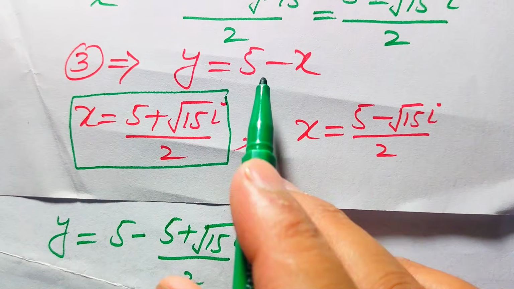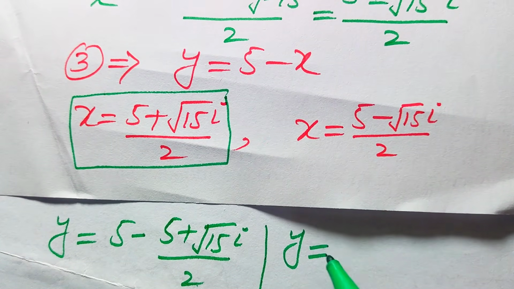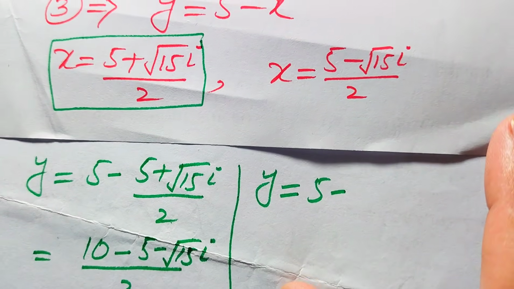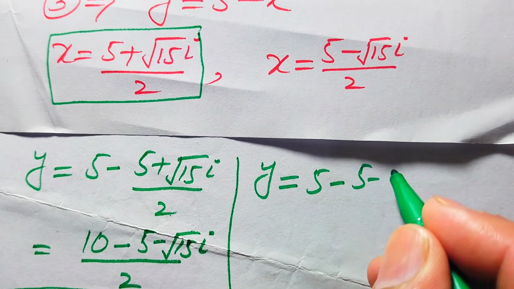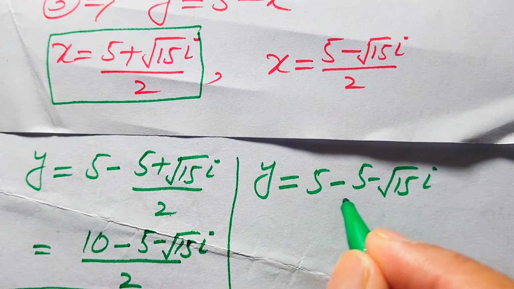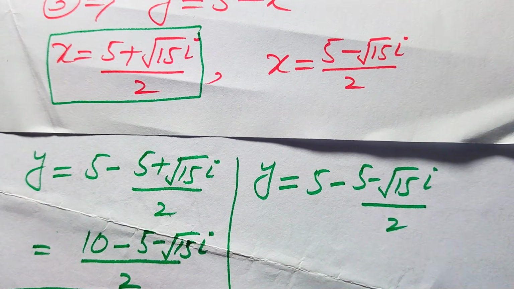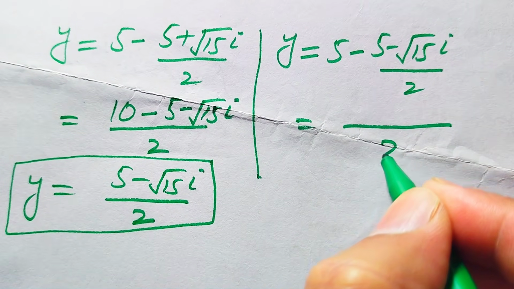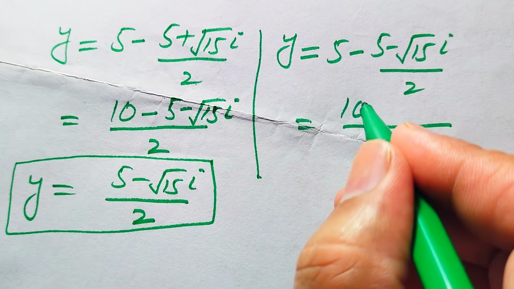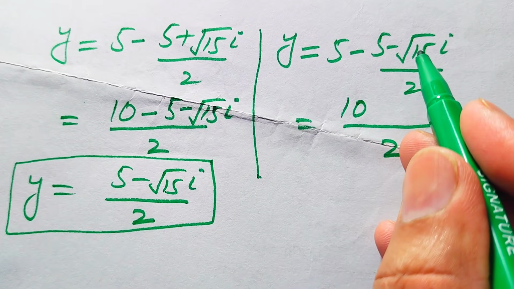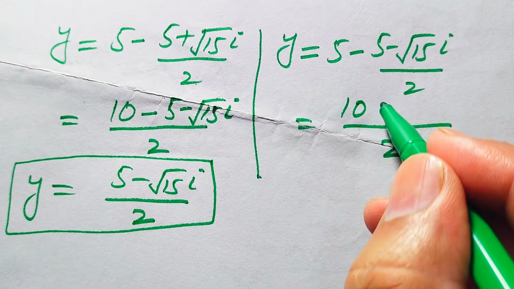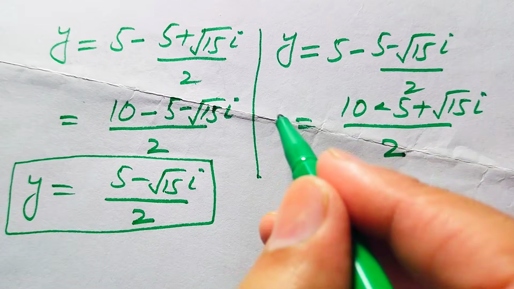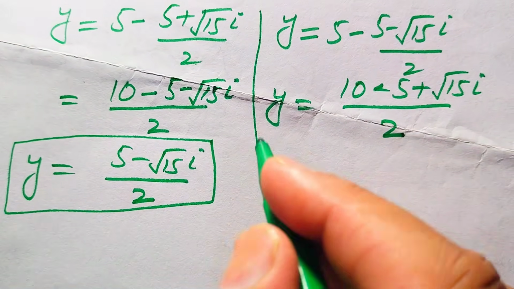So we put this value of x here, and we will get the value of y is equal to 5 minus x. The value of x in this case is (5 minus square root of 15 times iota) divided by 2. So further here we need to take the LCM of this term, and its LCM becomes 2, and we obtain 2 times 5 becomes 10, and we multiply this negative sign on each of these values. These 2 and 2 are gone, and we get here minus 5 plus square root of 15 times iota.